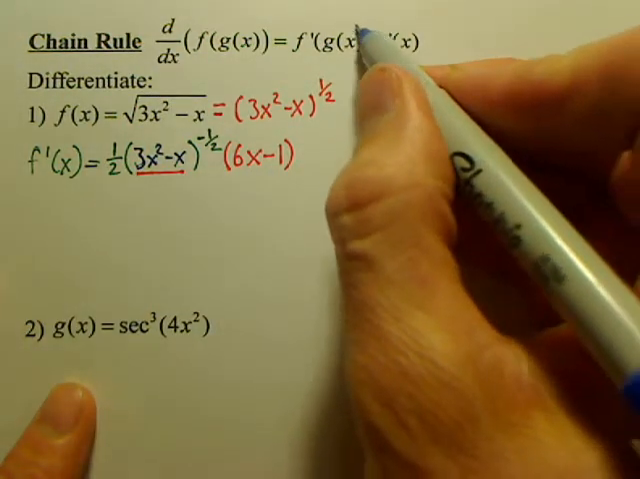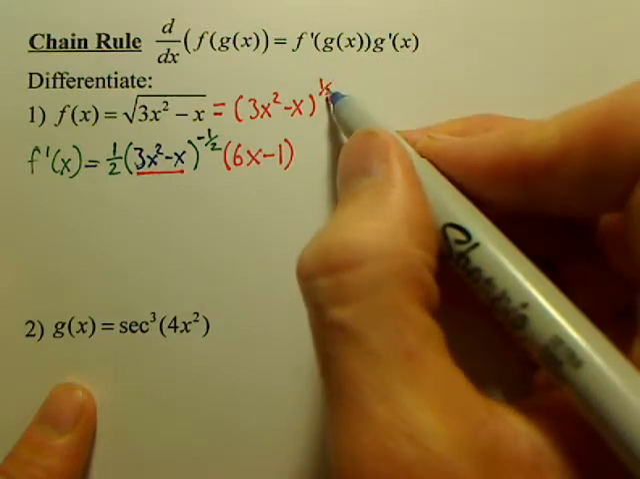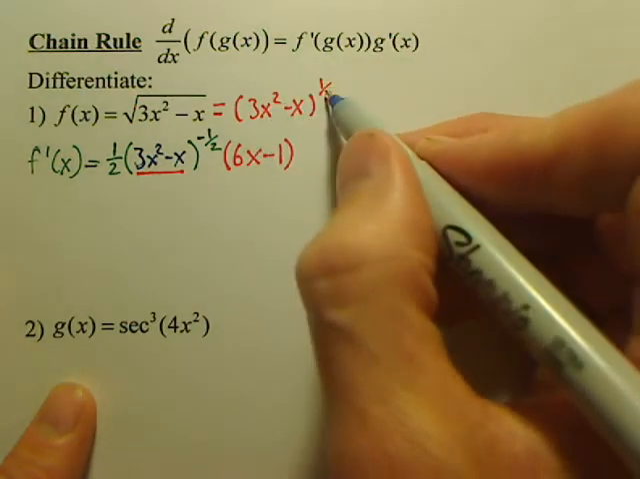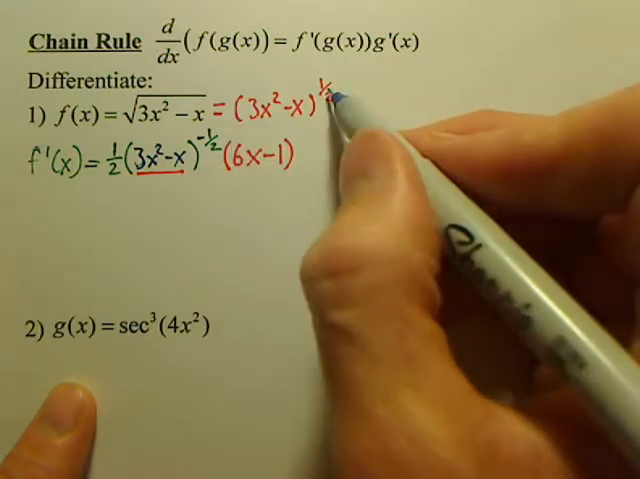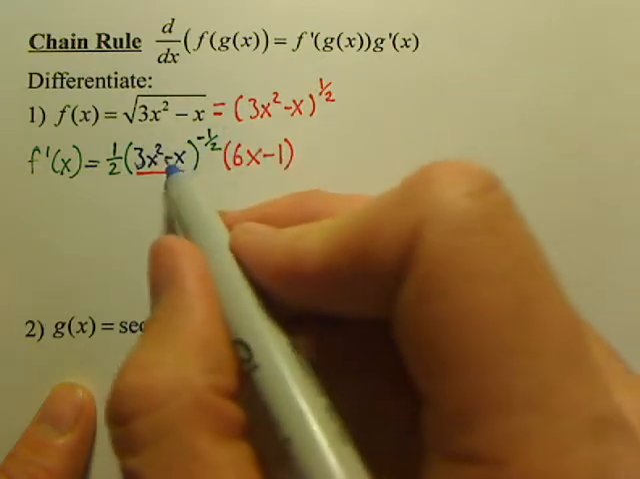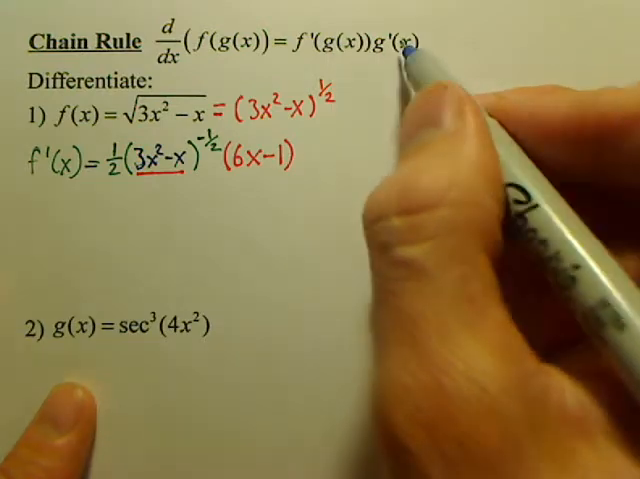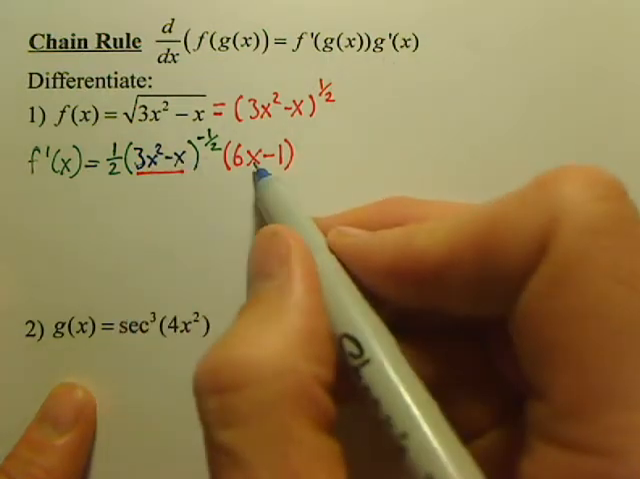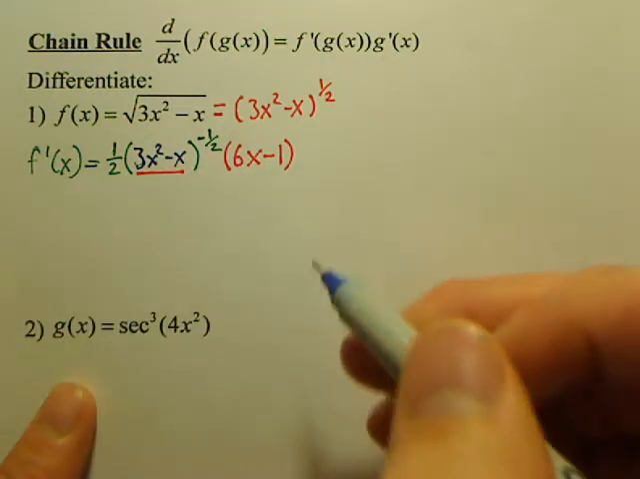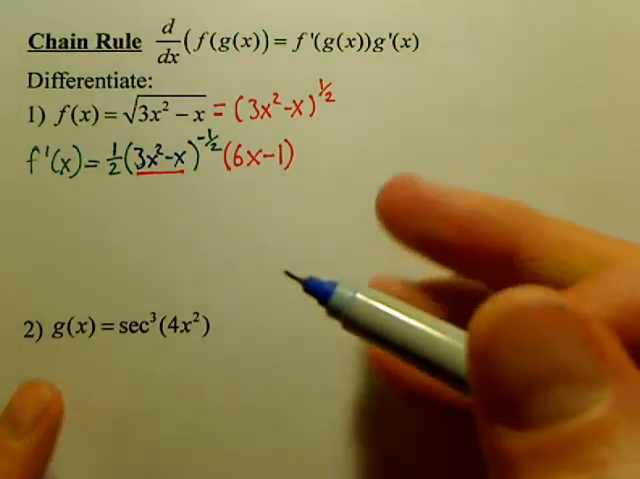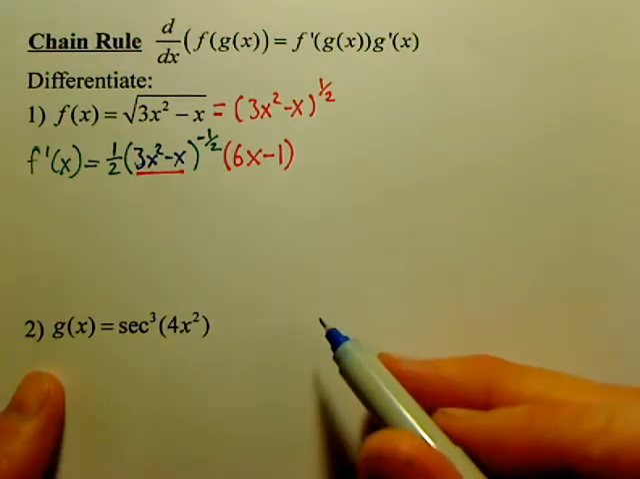You derive the outside f function, so I derived something to the 1/2 power, so I take the 1/2 out front, drop the power by 1 in green, left the inside. Then I derive the inside, derive g, multiply by it. So when I derive this, I put it right there. That is the chain rule in full form. Then we've got to simplify it.